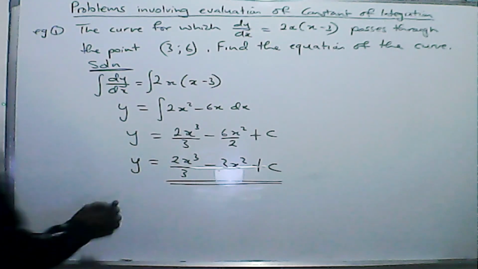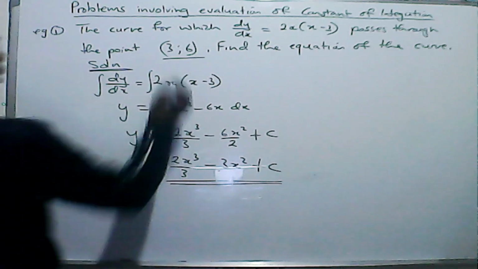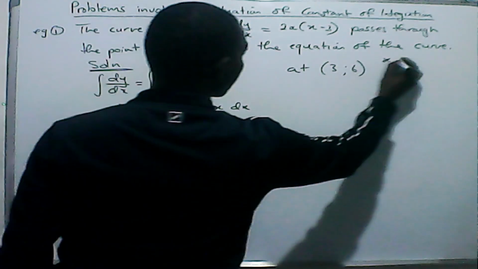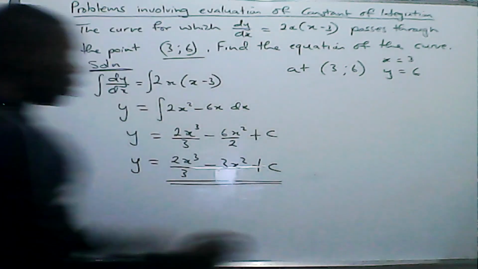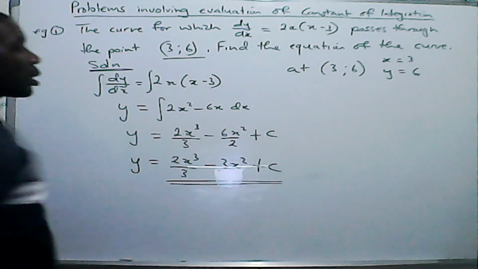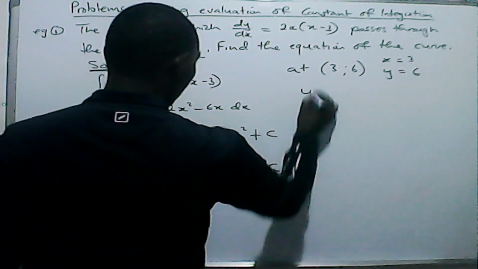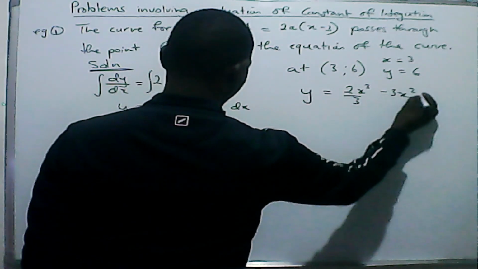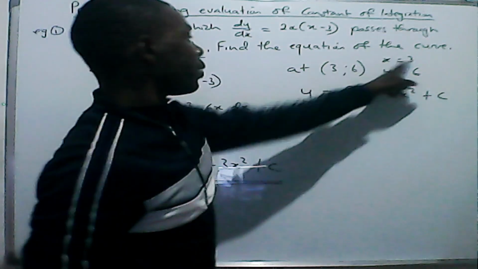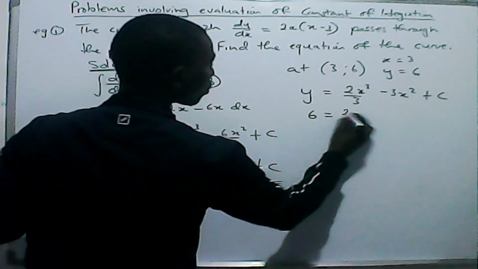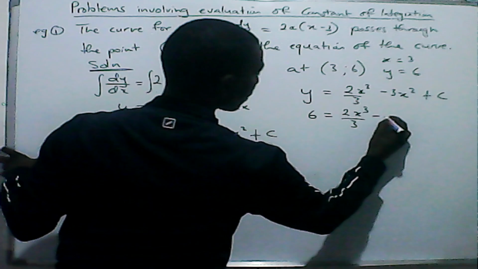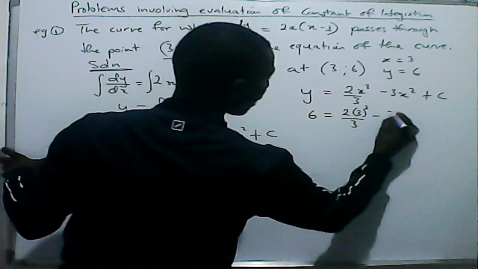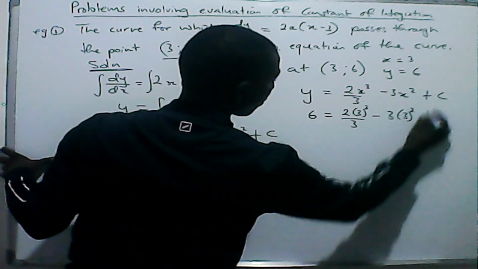But now the curve passes through the point (3, 6), which means x is equal to 3 and y is equal to 6. Now we want to find the constant of integration, which is c. Therefore y is equal to 2x cubed over 3 minus 3x squared plus c. Substituting 3 for x and 6 for y, we have 6 equals 2 times 3 cubed over 3 minus 3 times 3 squared plus c.